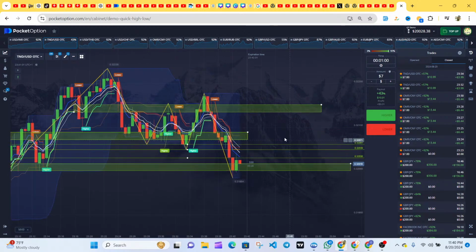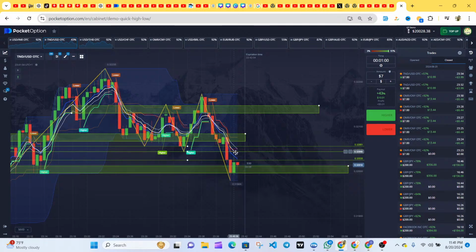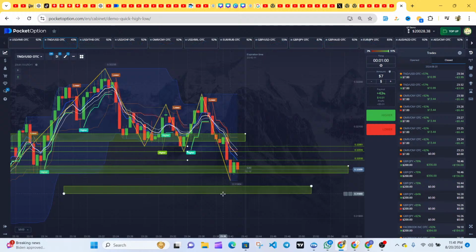Can you see? All these indicators are pointing down. So it will be a difficult thing for this to reverse. That's why I don't want to take a trade over here. Because you have to combine some factors before you can be able to make sure that you have a good winning rate.